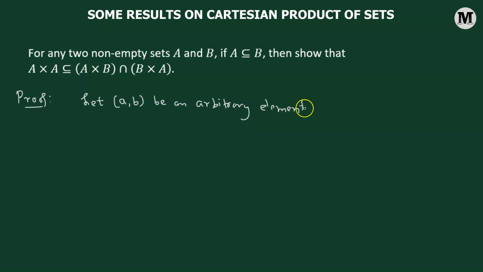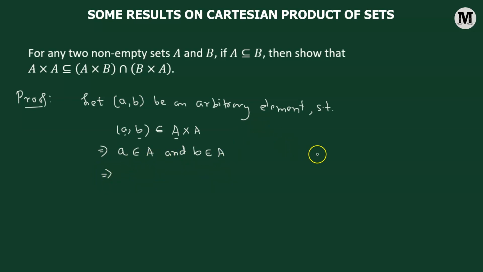We consider the ordered pair (a, b) to be a member of the Cartesian product of A with itself. Now, what does it mean when we say that the ordered pair (a, b) is a member of the Cartesian product of A with itself? The first element of the ordered pair, which is a, belongs to the first set A, and the second element, which is b, belongs to the second set, which is A. This means that a is a member of the set A and b is a member of the set A.